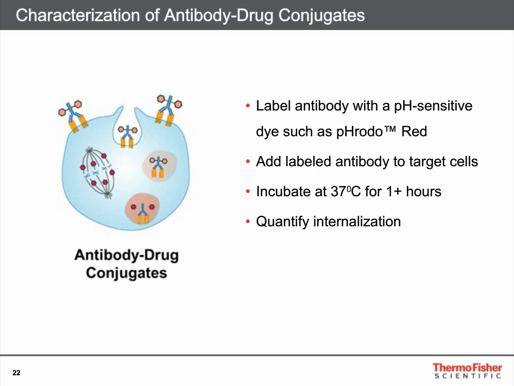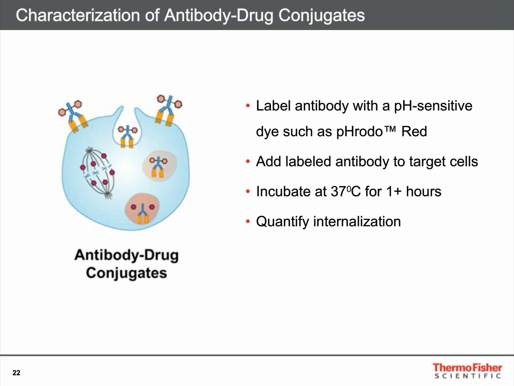So we can measure this very easily by labeling our antibody with a pH-sensitive dye, such as Frodo-red or Frodo-green amine reactive dyes. We can add this labeled antibody to our target cells, incubate at 37 degrees for generally an hour, sometimes as long as overnight, depending on the biology we're interrogating, and then we can directly quantify internalization.